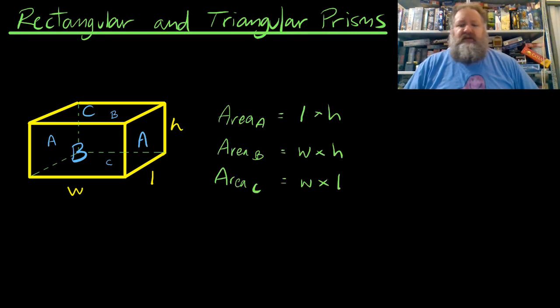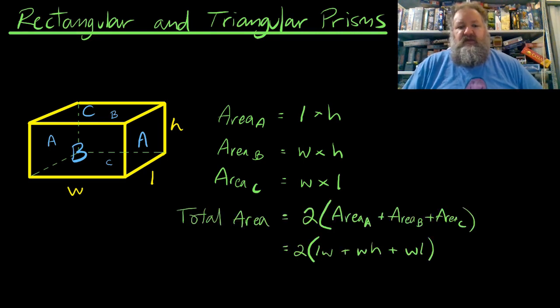So for area A, it's just the length times the height. That's area A, and that's repeated over here. For area B, which is repeated on the back, it's just the width times the height. For area C, we have the top or the bottom, which is just the width times the length. Now that's fine, and we don't even need to find the other area that fits because they're exactly the same.